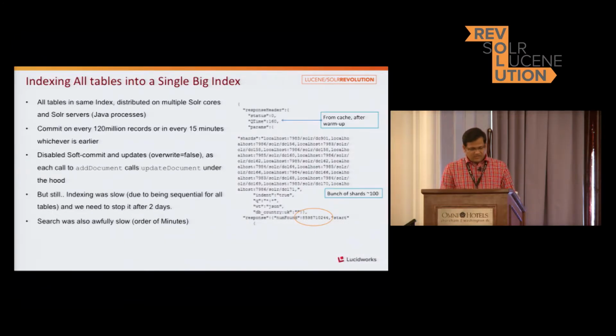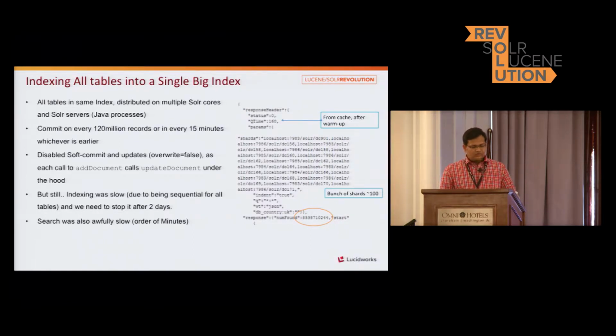As was pretty obvious when we started, we indexed all the tables into a single big index, and this big index was on multiple Solr cores, with multiple Solr processes in a single box. Now the problem, let's say this is scale. So we did a commit on every 120 million records, or every 15 minutes, because we don't need to wait for the commit time it usually takes.